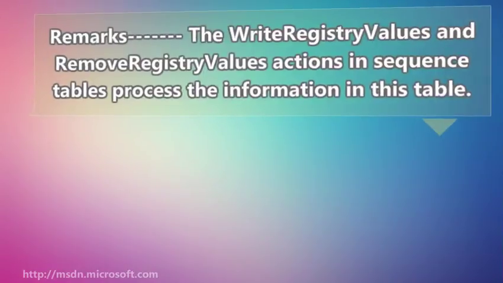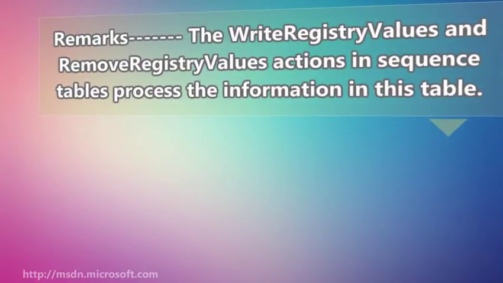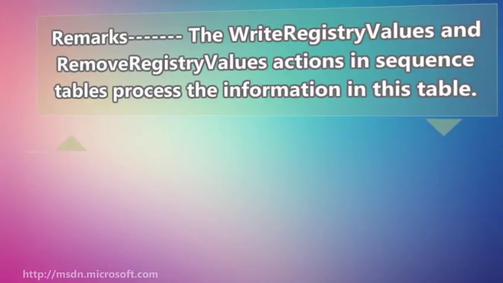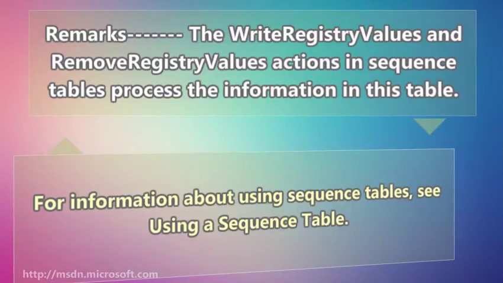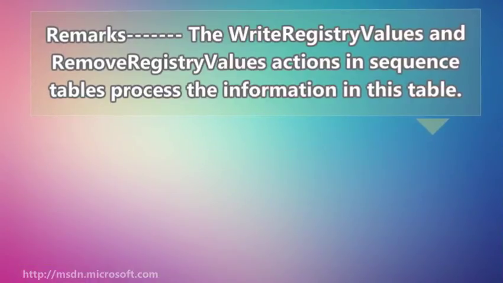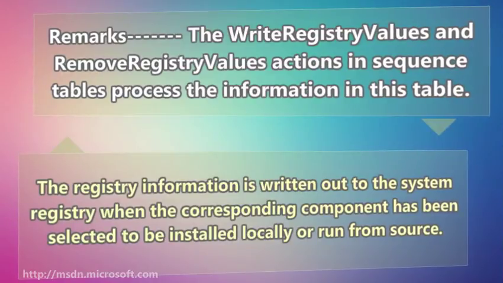Remarks: the WriteRegistryValues and RemoveRegistryValues actions in sequence tables process the information in this table. For information about using sequence tables, see Using a Sequence Table. The registry information is written out to the system registry when the corresponding component has been selected to be installed locally or run from source.